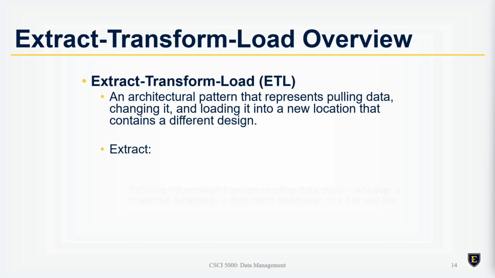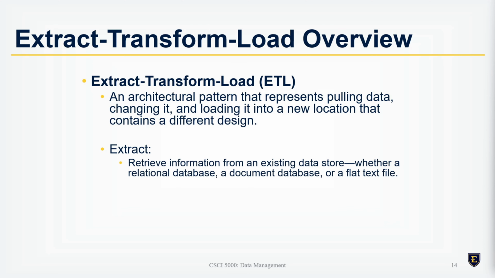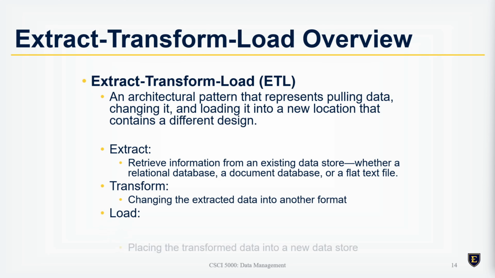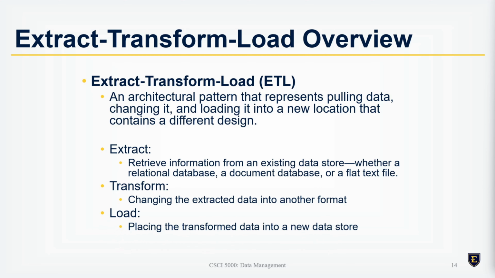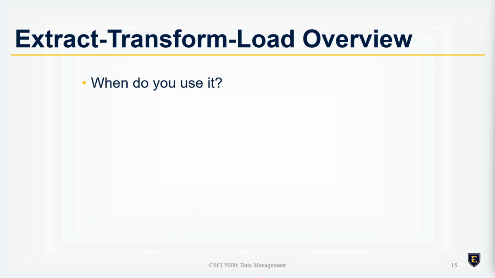The extract portion of this retrieves information from an existing data store, whether it's a relational database, a column-oriented database, a document database, NoSQL, or just a simple text file, or an Excel file, or a CSV file. The transform process then takes that extracted data and changes it into a format that would match the location to which we want to load that data. The third step in the process is loading that data and placing the transformed data into the new data storage system.